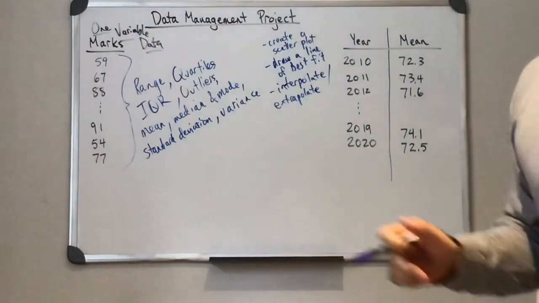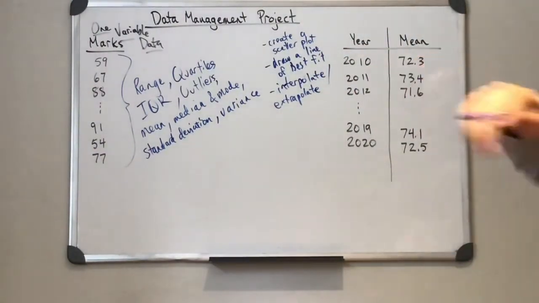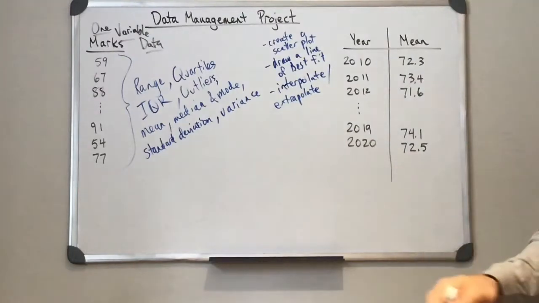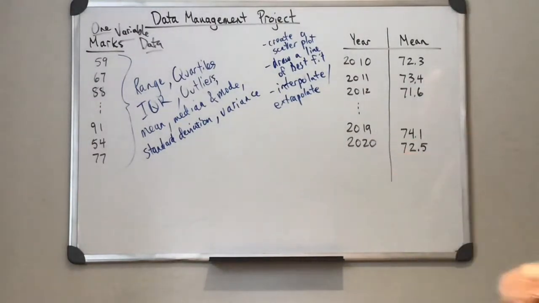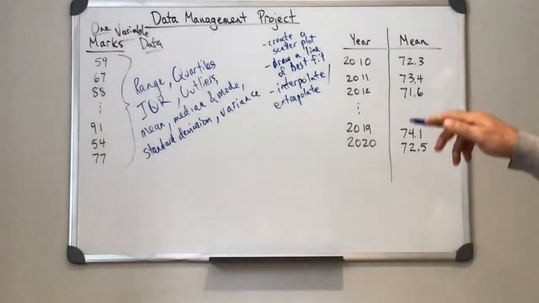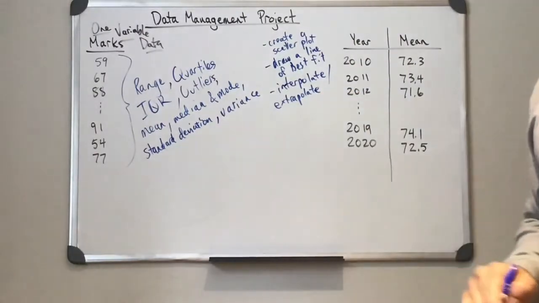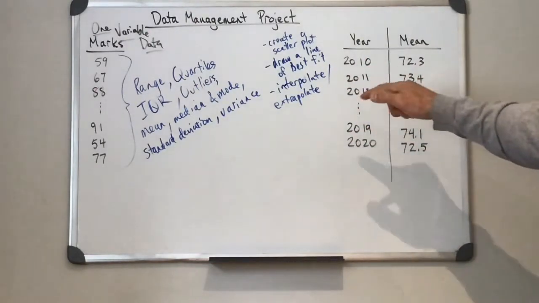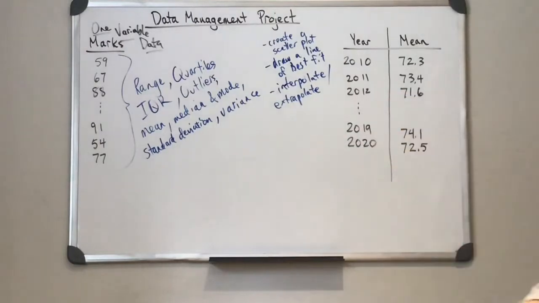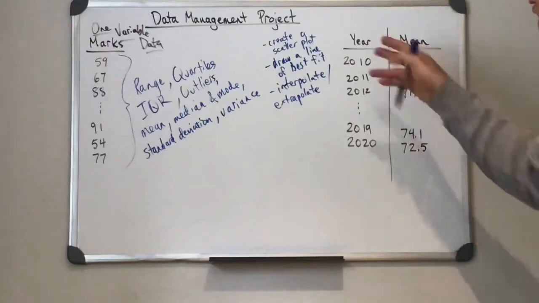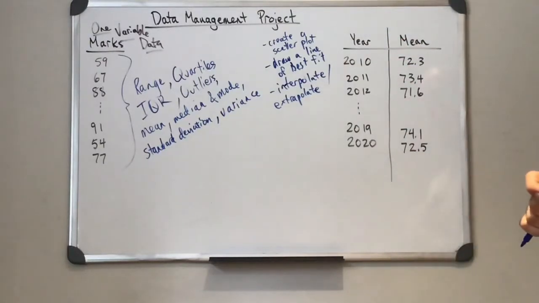I can interpolate or extrapolate. So let's say I wanted to look at, by 2025, if I follow this pattern, what would I expect the grade to be? That would be an example of extrapolation. Okay, so that would be something I'd be interested in. Interpolation, if for some reason there was a break in this, like let's say I was missing data from 2013, I could use my line of best fit to get a pretty good estimate there. So these are just some of the things we can do.